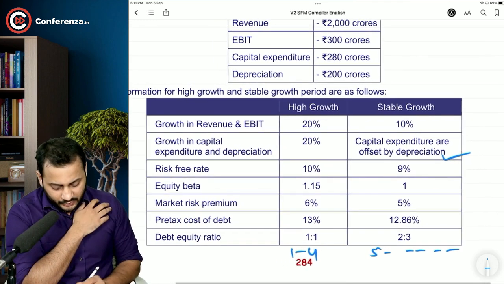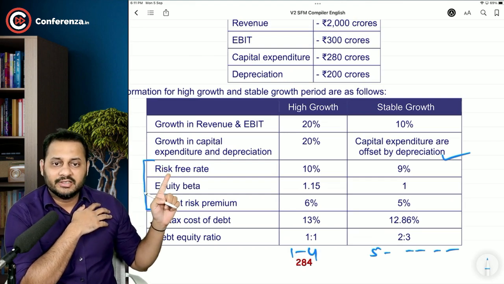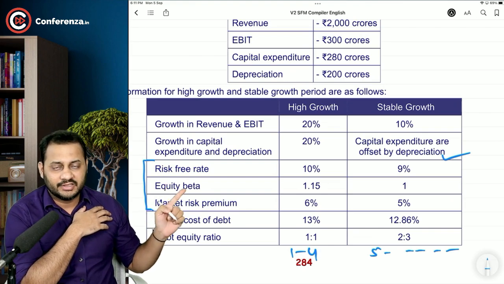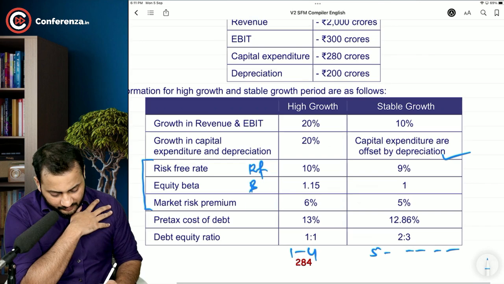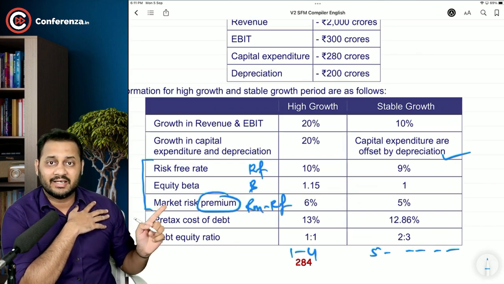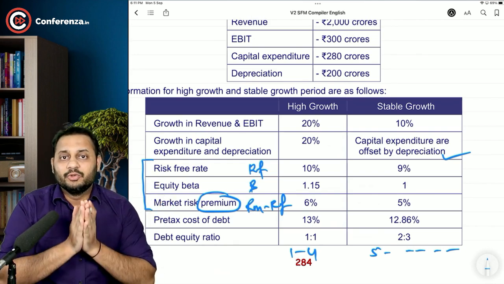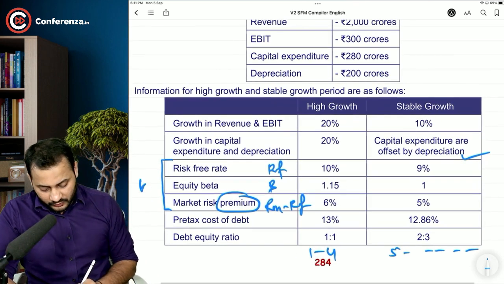Now this is something new from here to here. The risk-free rate is 10%. In that phase it is 9. Equity beta is different. Market risk premium is different. So this is RF, beta and RM minus RF. This is a premium, sir. Not just the market return, it is a premium. What to do with this? This will be used in the capital asset pricing model to calculate the cost of equity.